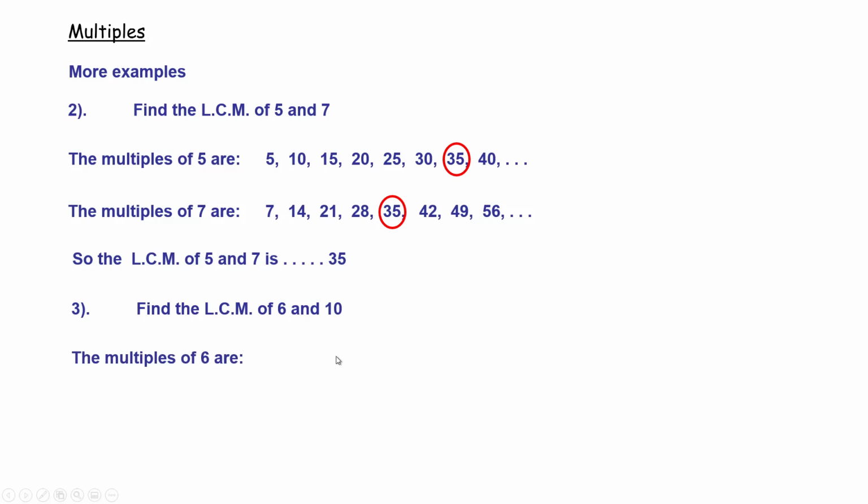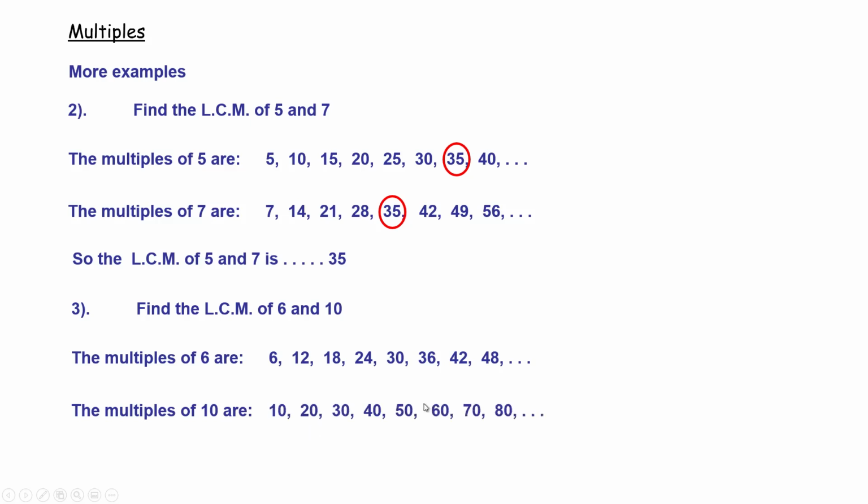Right, let's have a look. Multiples of 6. So 6 times table: 6, then 12, add 6, 18, add 6, 24, 30, 36. Good. And 10 times table, well, we're quite happy with that: 10, 20, 30, 40, 50. And now we're looking for the lowest number that appears in both. 10 doesn't appear in there. 20 doesn't either. 30 does though. 30 is in both the times tables. So our lowest common multiple of 6 and 10 is 30.